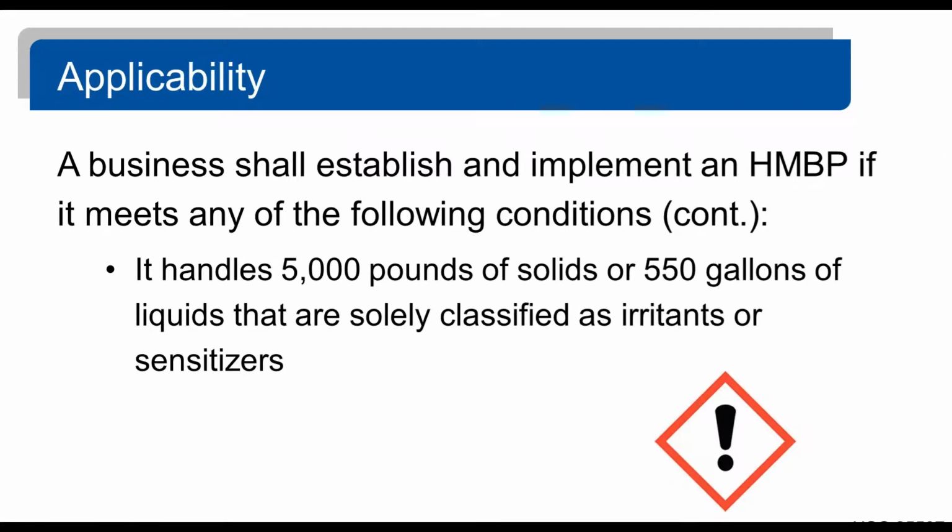Additionally, there are some higher thresholds for chemicals that are classified by OSHA solely as irritants or sensitizers: 5,000 pounds for solids and 550 gallons for liquids. Those are only for chemicals which are classified as irritants or sensitizers, particularly noted with this pictogram. Keeping in mind that there are some additional lower thresholds for acutely hazardous materials found in the federal tables.